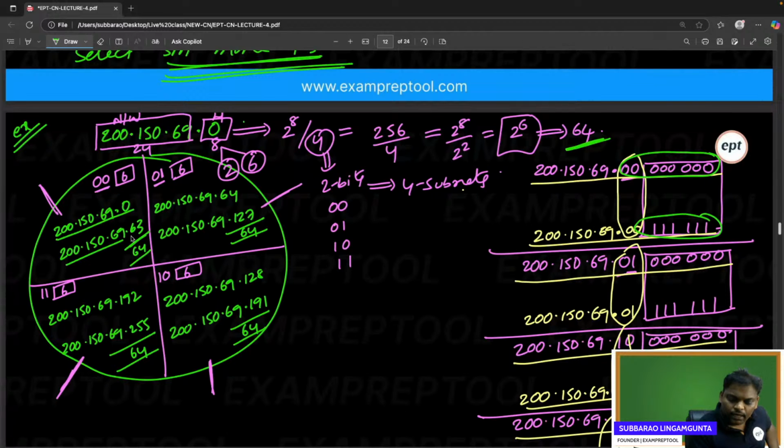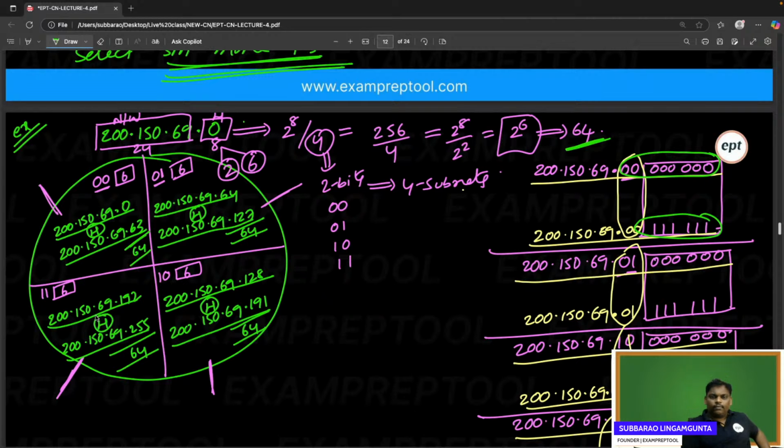It is the DBA. In between, hosts are there. It is the subnet ID. It is the DBA. In between, hosts are there. It is the subnet ID. It is the DBA. In between, hosts are there. Is it okay? In between.